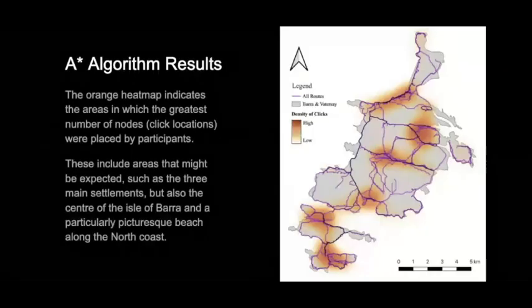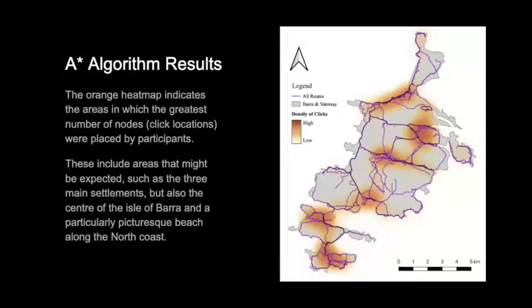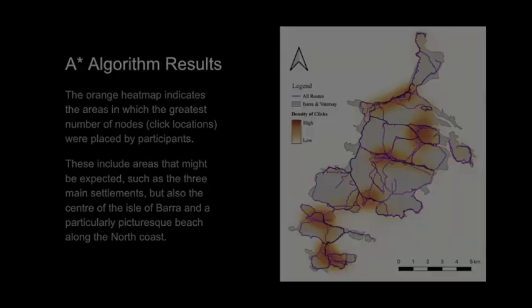The addition of the orange heat map highlights areas that receive particularly high interest from participants, so the greatest number of click locations. These include areas that might be expected, such as the main settlements, but also a particularly picturesque beach along the north coast.